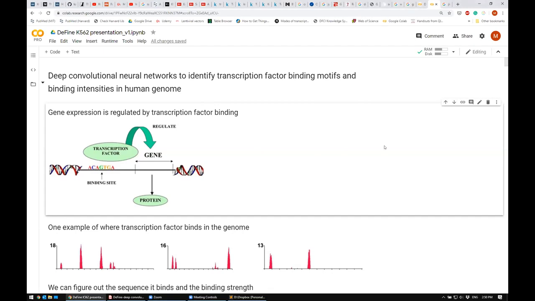Yes. So for my capstone project, I aim to build a neural network to identify so-called transcription factor binding motifs and the binding intensity. So in human genomes, allow me to get into a little bit of background about what exactly it is.